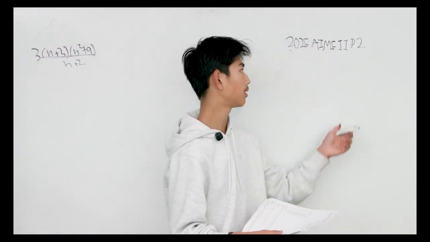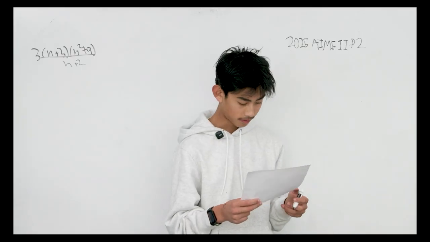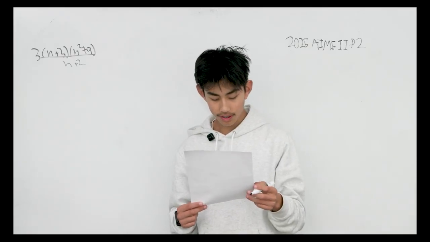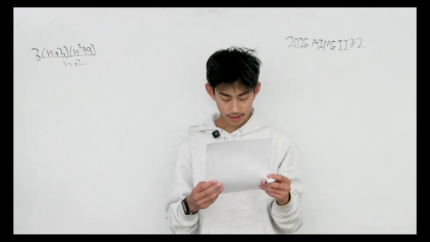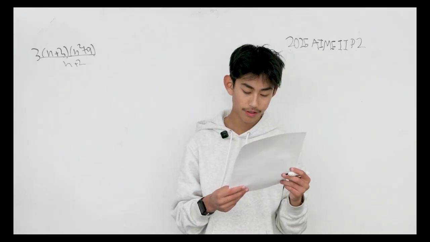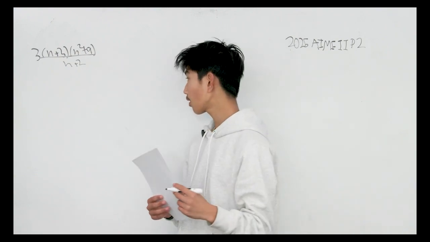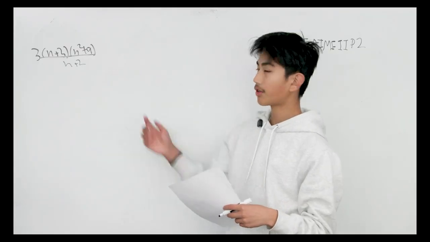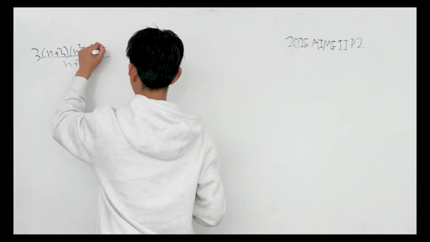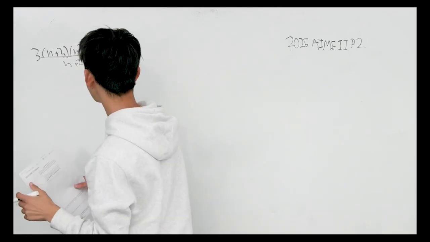We're solving problem 2 from the 2025 AMC 12. Find the sum of all positive integers n such that n plus 2 divides the product 3 times n plus 3 times n squared plus 9. So, in order for this to happen, and we want to find the sum, we need this to be true.